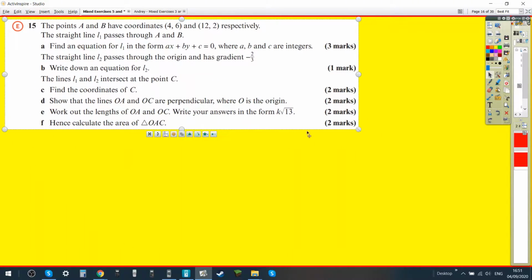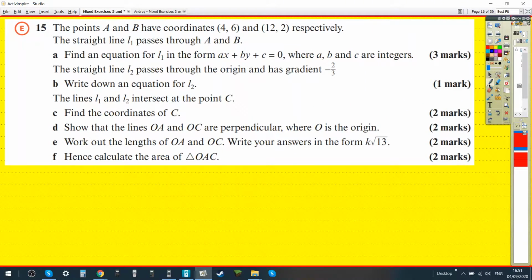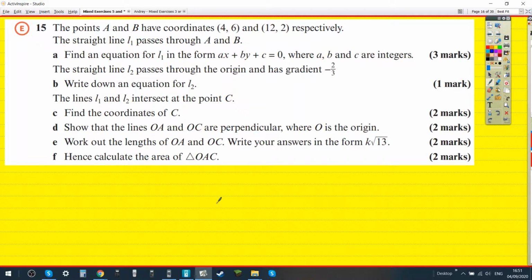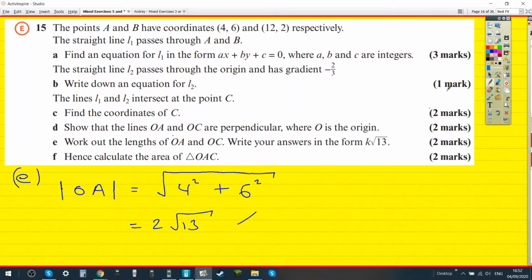How would you do question E? So A is 4, 6. So will that be the square root of 4 squared plus 6 squared? I believe so. It should give us root 13, something to do with root 13. Yeah, 2 root 13. Great. Other than that, it's fine. So you find the other one, OC, find the length of that, and I think it's going to be a half times OA times OC for the area of that triangle.